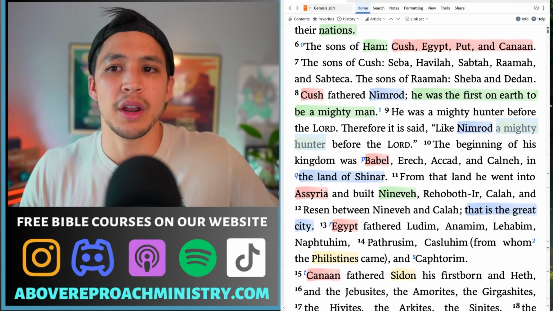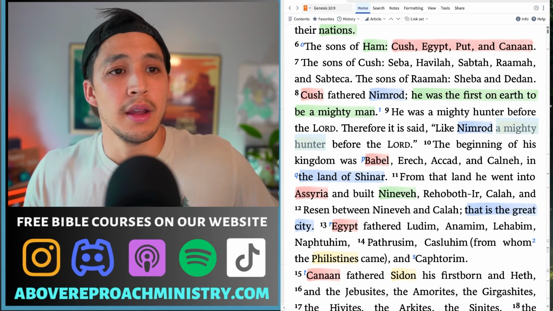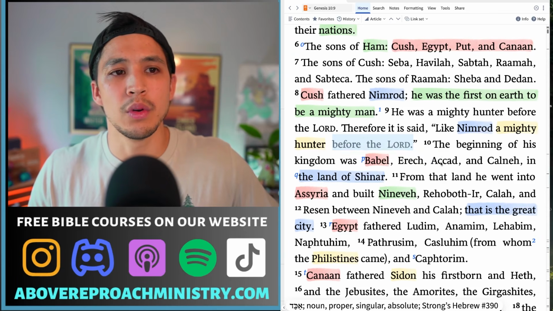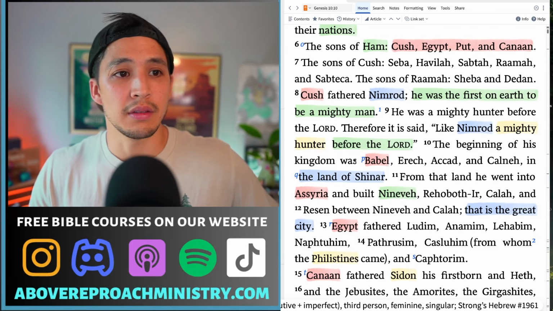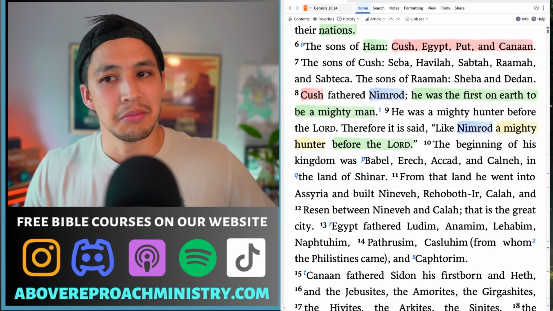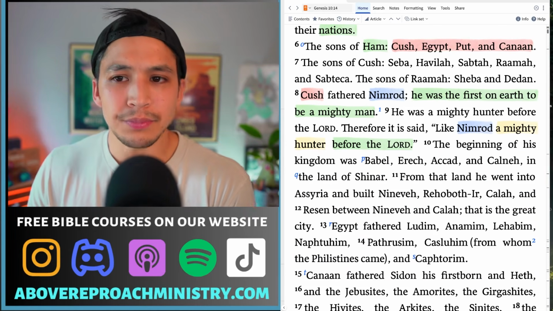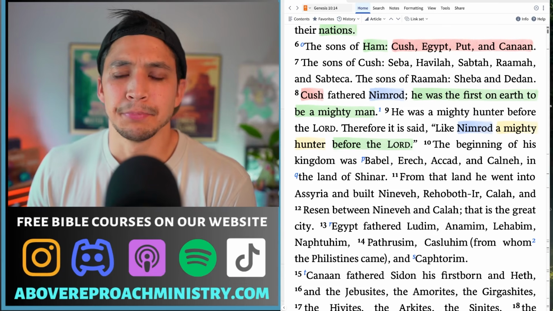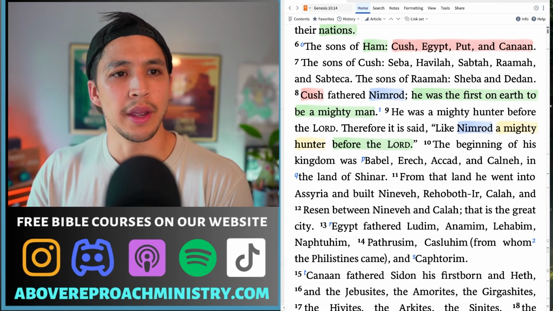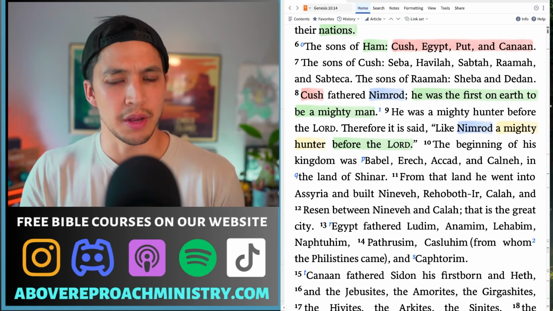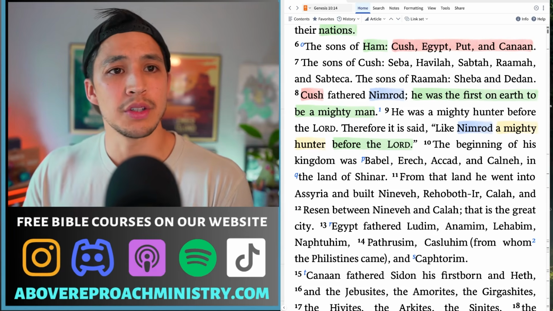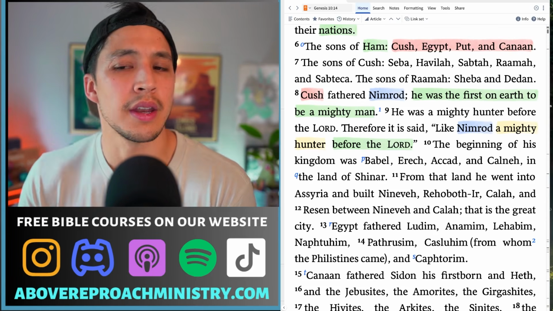Pretty much how Nimrod is described here, to such a degree, it says right here, he's a mighty hunter before the Lord, which you might think is suggesting that he's on God's side. I don't think that's the case at all. But I think he gets God's attention in this unique way where God is going to do something and act specifically towards him, the way that Babel is going to get the attention of God in the next chapter.